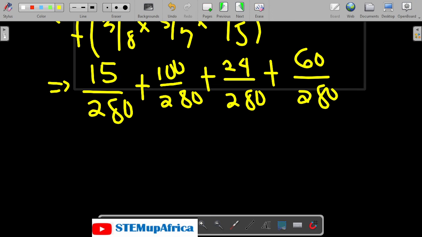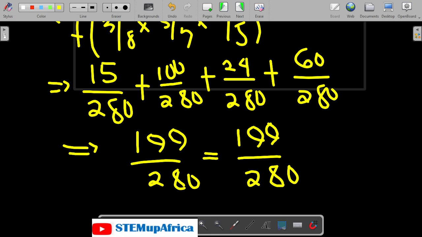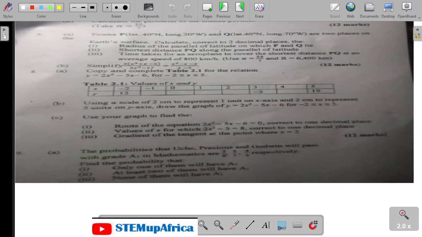If I add, what am I having? So I'm going to have 15 plus 100 plus 24 plus 60. That will give me 199 over 280. Can anything divide through? Let me check that out. No. So our answer remains 199 over 280. That is Roman figure 2. Let's see Roman figure 3.